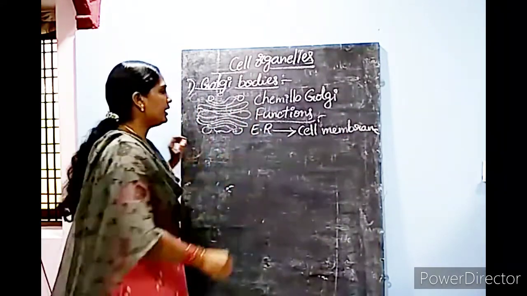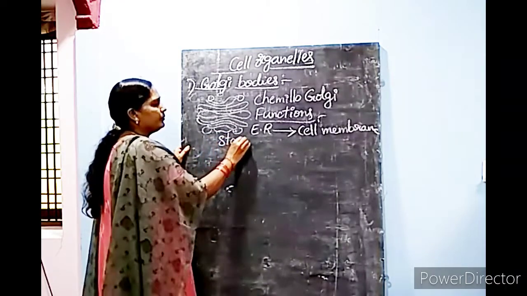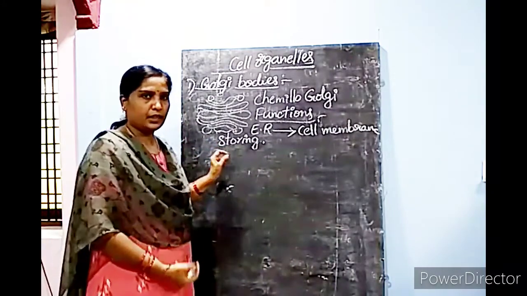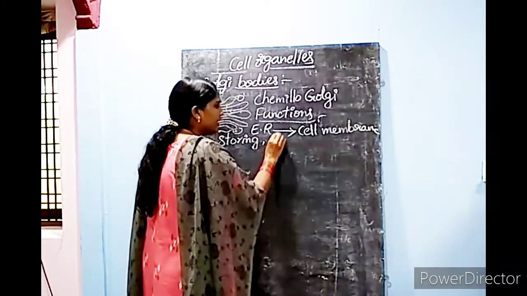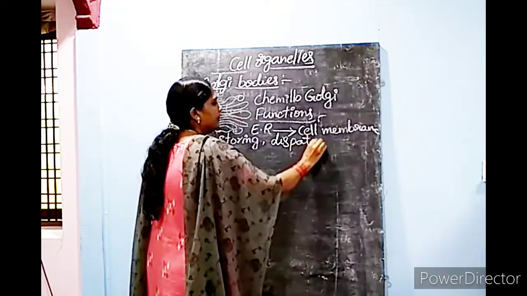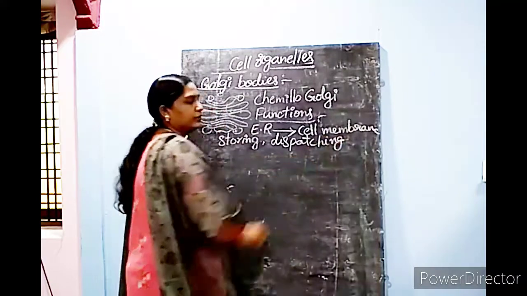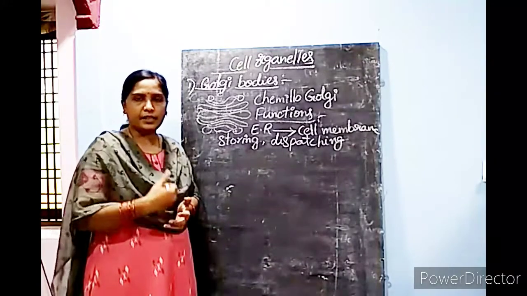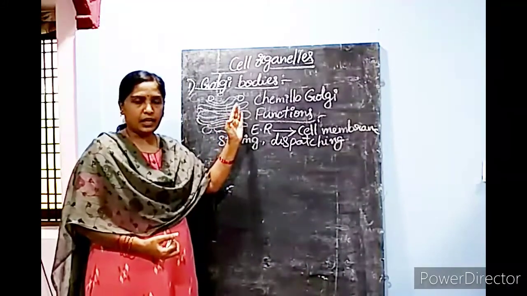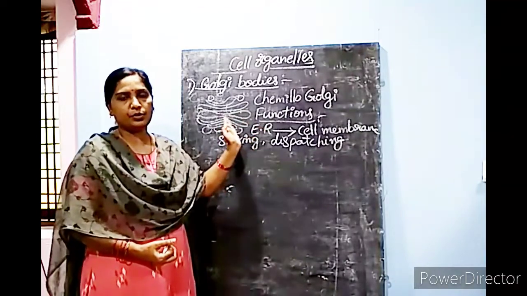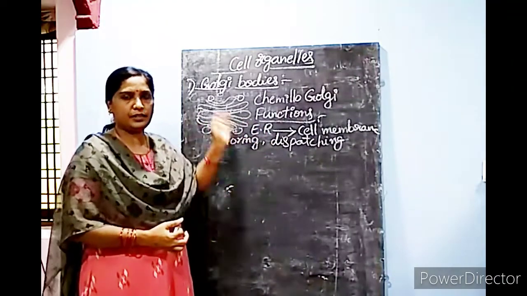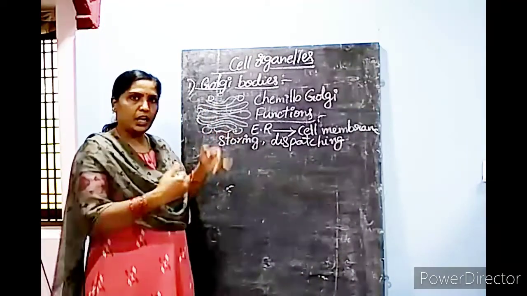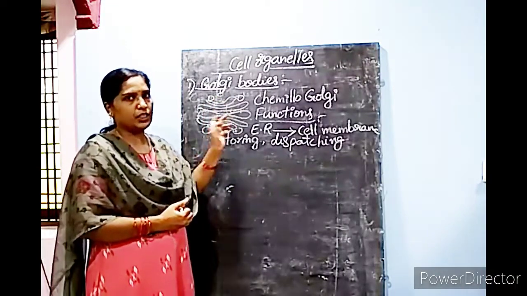That means Golgi bodies are storing sometimes the materials which are prepared by the other cell organelles, and they are also dispatching them where actually they are needed. Sometimes they are storing and later they are dispatching where exactly these nutrients or the synthesized nutrients are useful to that particular place. They are dispatching. So those are the functions of Golgi bodies.